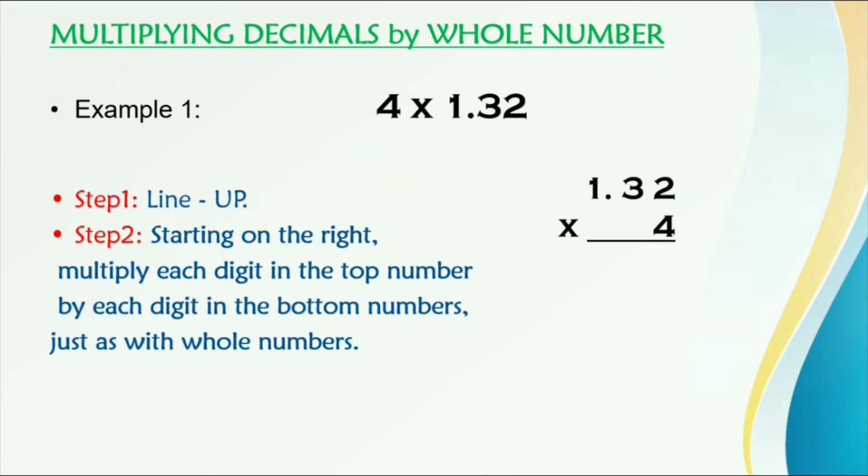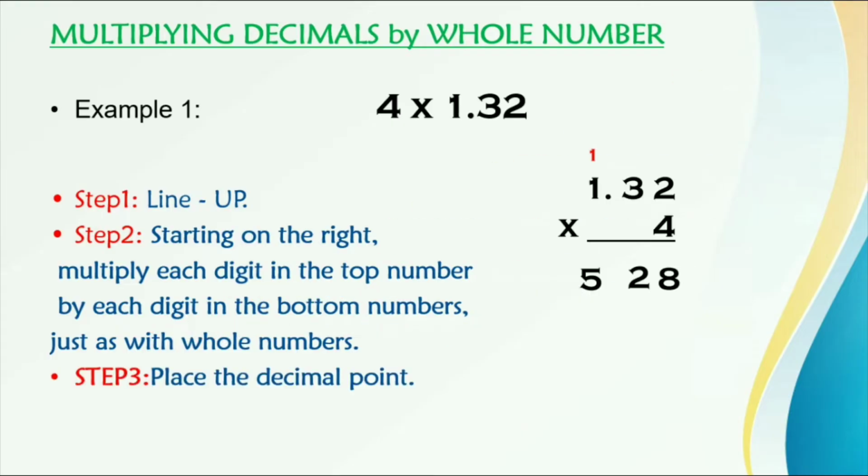And then, yung step 2, starting on the right, multiply each digit in the top number by each digit in the bottom numbers, kagaya ng whole numbers. Okay, so yung ating bottom number na 4, imumultiply natin isa-isa dun sa ating top number. So, unahin natin yung 4 times 2 is equal to 8. 4 times 3 is equal to 12. So, 2, i-carry natin yung 1 kasi may katabi pa siya. And then, 4 times 1 is equal to 4. Then, i-add natin yung carry is equal to 5.